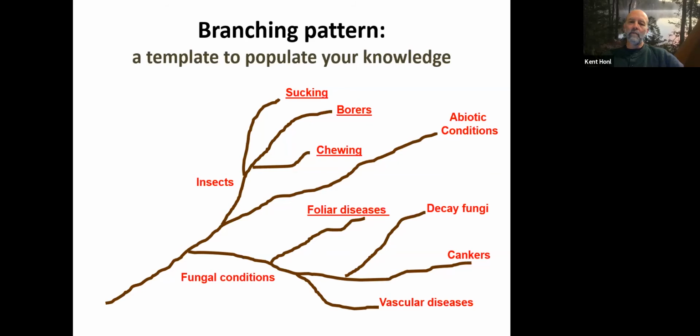So what we'll end up looking at mostly today is the protocol patterns for the sucking insects, borers, chewing insects, foliar diseases, because decay fungi, we're not really treating those. Cankers, you're not really treating those. Vascular diseases, yeah, we do preventive treatments on those, but that's not our main focus today.